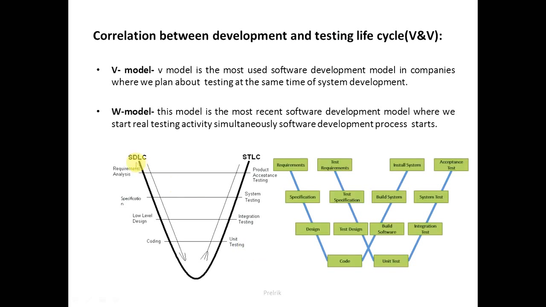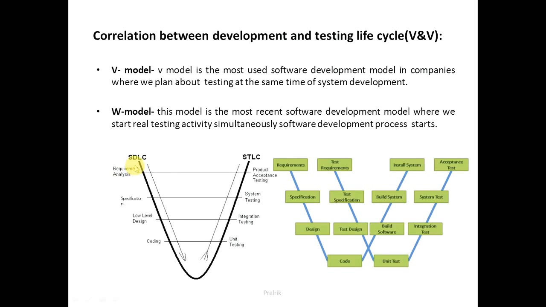Okay, so you can see that all the phases mentioned on the left side of the V are execution phases, and all the phases mentioned on the right side of this shape will be planned at the time of these requirements. Like at the time of requirement analysis, UAT will be planned. At the time of specification, system testing will be planned. And the flow will be going through like this.